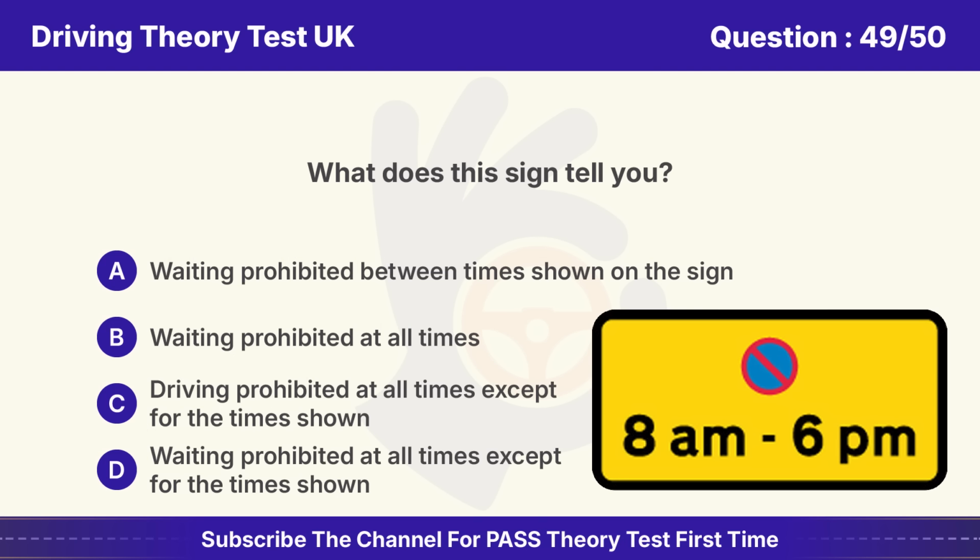Question 49. What does this sign tell you? Option A. Waiting prohibited between times shown on the sign. B. Waiting prohibited at all times. C. Driving prohibited at all times except for the time shown. D. Waiting prohibited at all times except for the time shown.